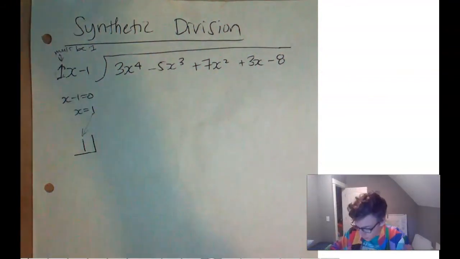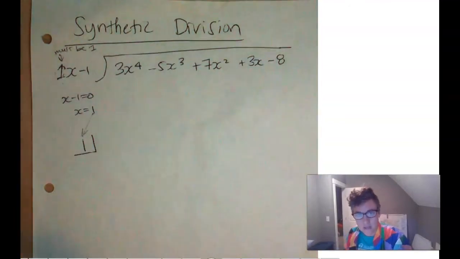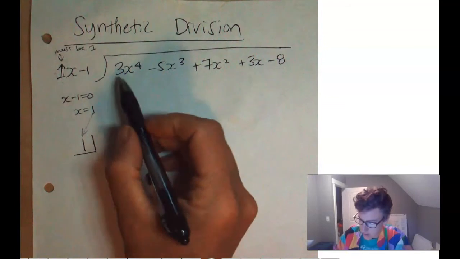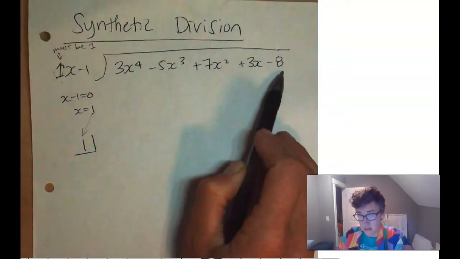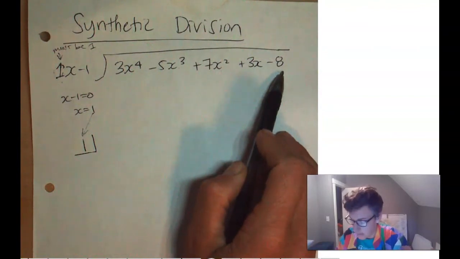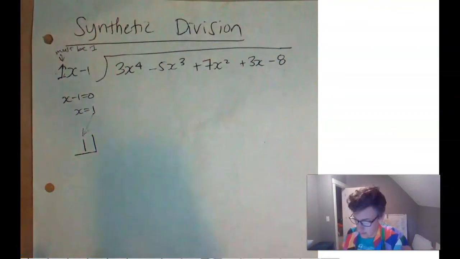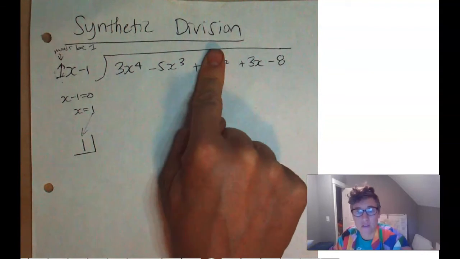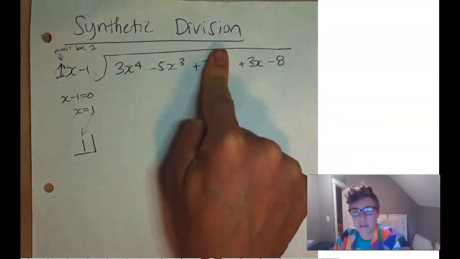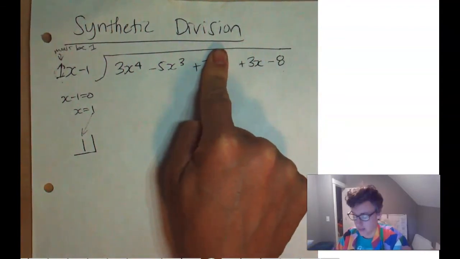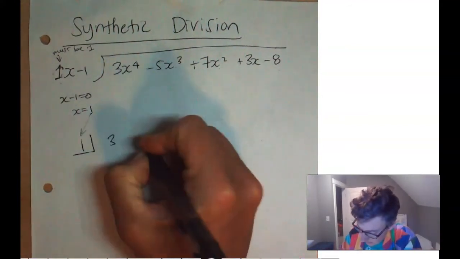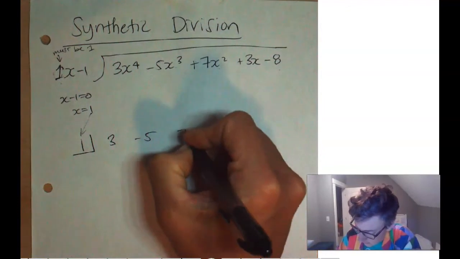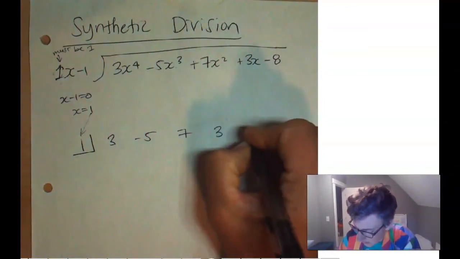Then you're going to bring down all of the coefficients, making sure you have a coefficient for each term. We have one for x to the 4th, x to the 3rd, x squared, x, and the constant. So in this case, we have all of them. If we didn't have one, let's say we didn't have an x squared term, we would put in a 0 for that. But we do have an x squared term. It's 7. So we'll bring down all these numbers. 3, -5, 7, 3, and -8.